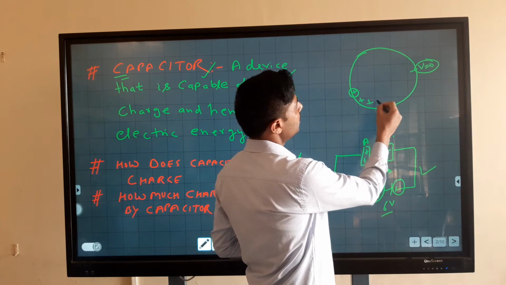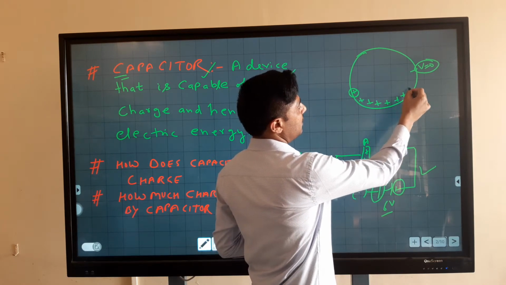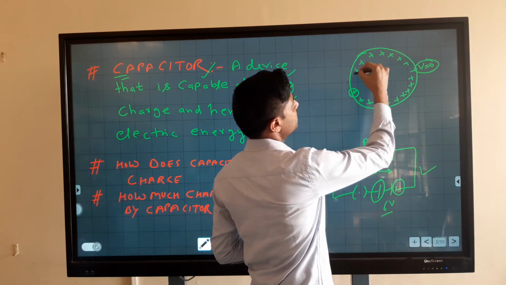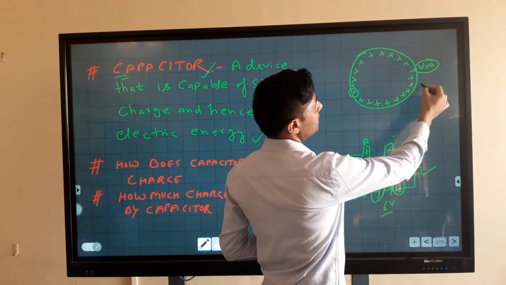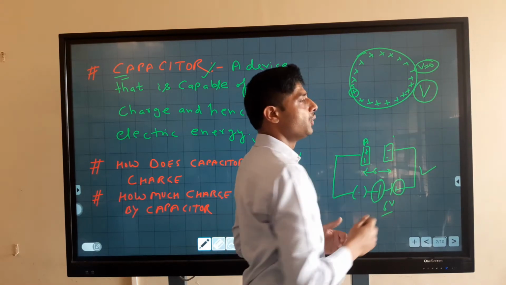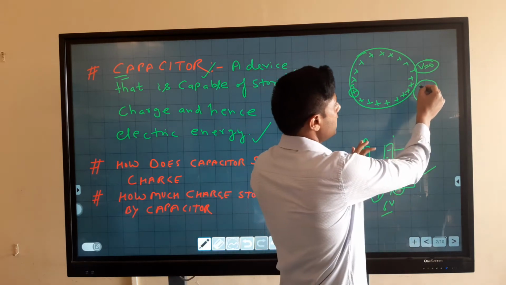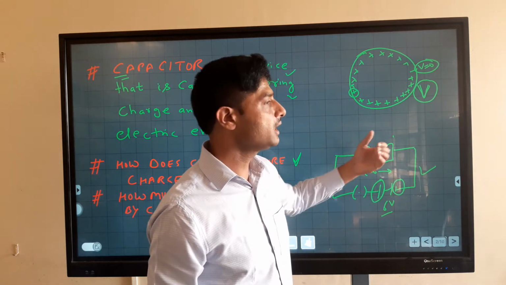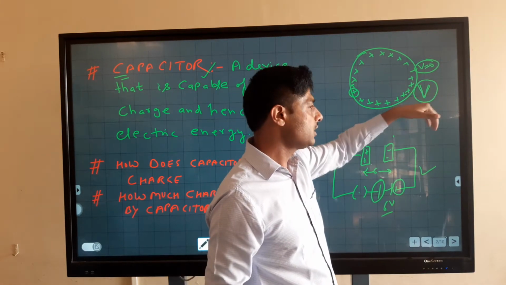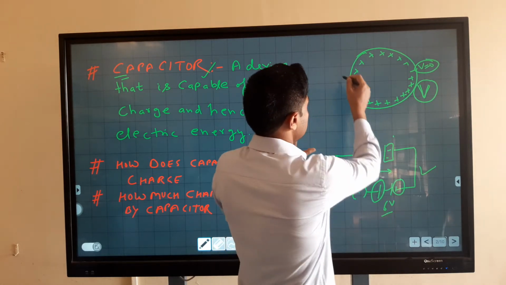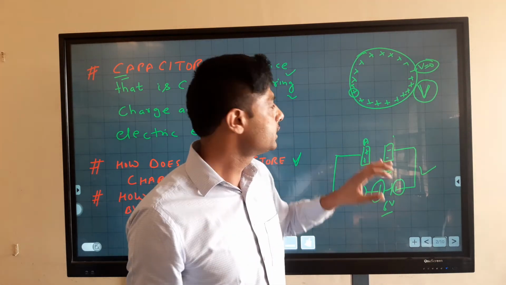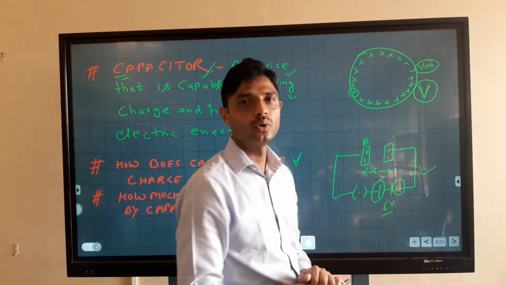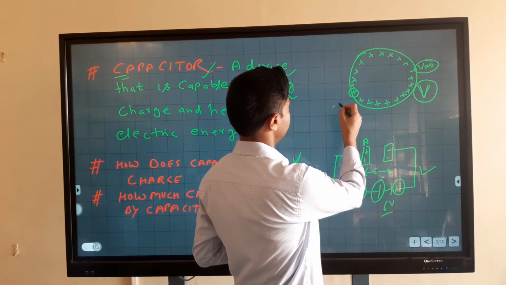So we have to do work to charge this sphere, and the potential becomes V. It is the final voltage, the final electric potential. After the potential reaches its maximum value, the charging will stop. It means we can't transfer more charge to this sphere.